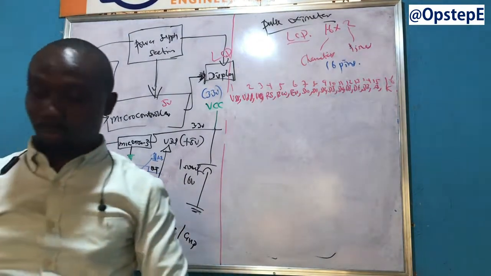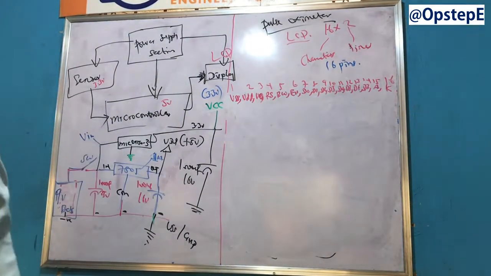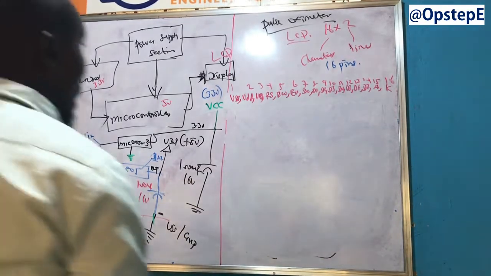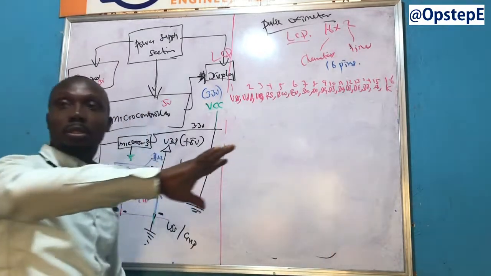D1, D2, D3, is that what I'm saying? Yes, it has 16 pins. Really? Not this, the pins. Okay, yes, 16. Yeah, 1 to 16. Okay. Let me explain those pins quickly.